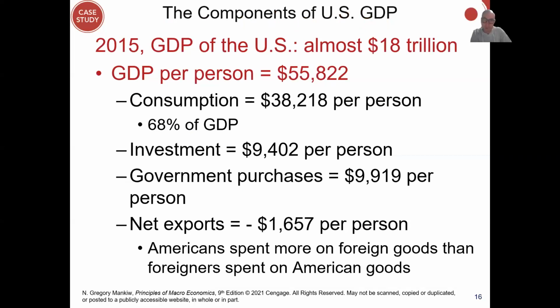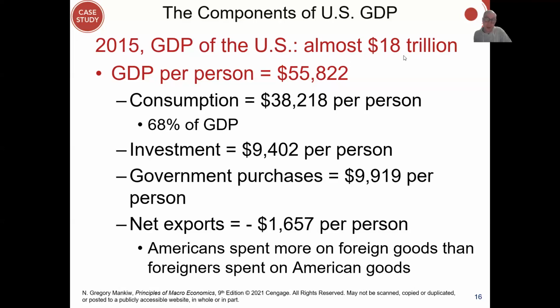We have here 2015 gross domestic product was almost $18 trillion. Well, how did we get 18 trillion? Well, let's think about the formula. So we have consumption, $38,218 per person. If you think about the population in 2015, which I don't have off the top of my head, multiply that by per person, plus an investment of $9,402 per person, plus government purchases of $9,919 per citizen, plus net exports of minus $1,657 per person, we find that the gross domestic product is 18 trillion.